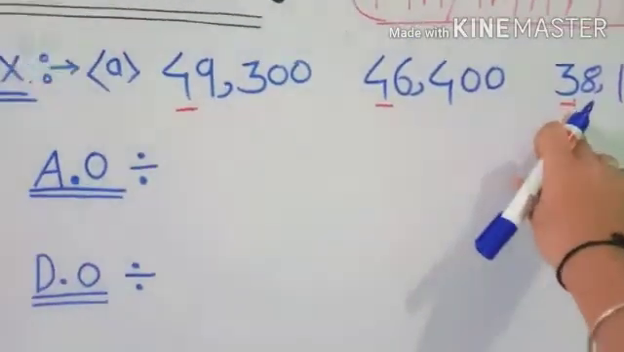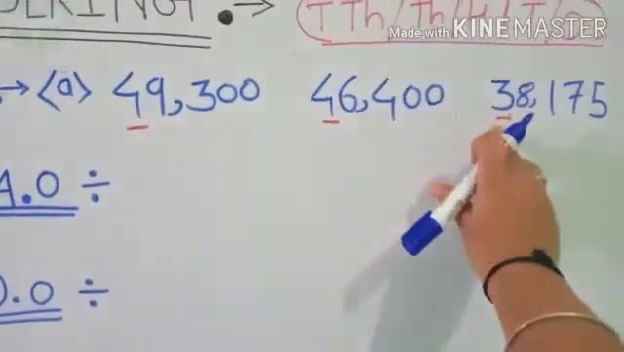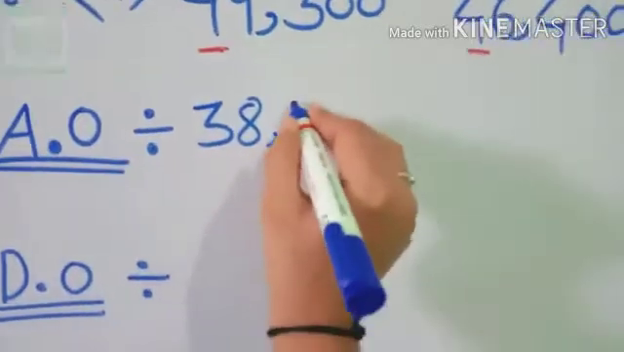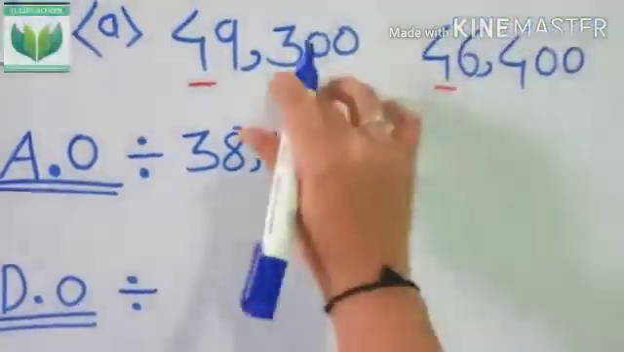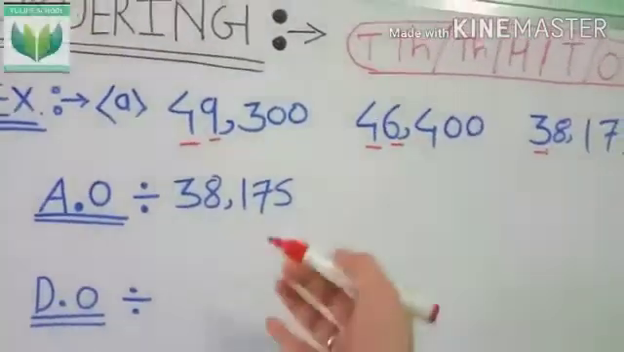3 is the smallest. Ascending order means small number to the biggest number. Here I got 3. Now we have to write this first: 38,175. Now compare both numbers. Here 9, here 6. Now tell me, which is the small number?